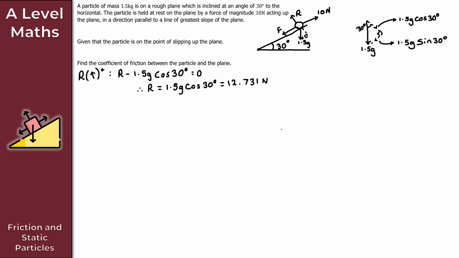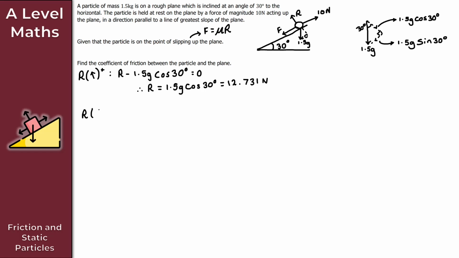Now, why are we evaluating R here? Well, because we know that the particle is on the point of slipping up the plane, what that tells us is that F is equal to mu R. So if we can evaluate R, which we've just done, and we can evaluate F, then we can also evaluate mu, the coefficient of friction. So we found R here. Now let's find F. To do that, we're going to resolve parallel to the plane here.